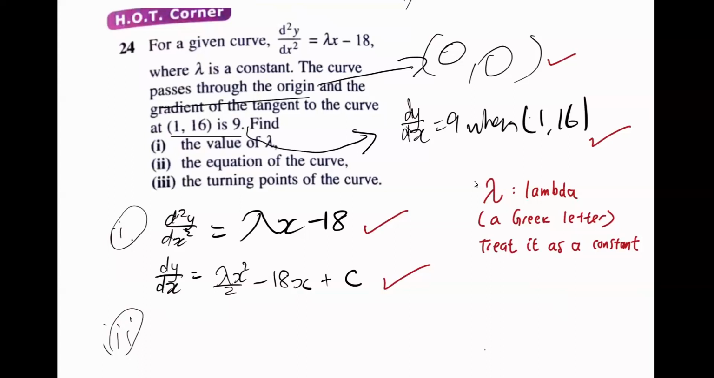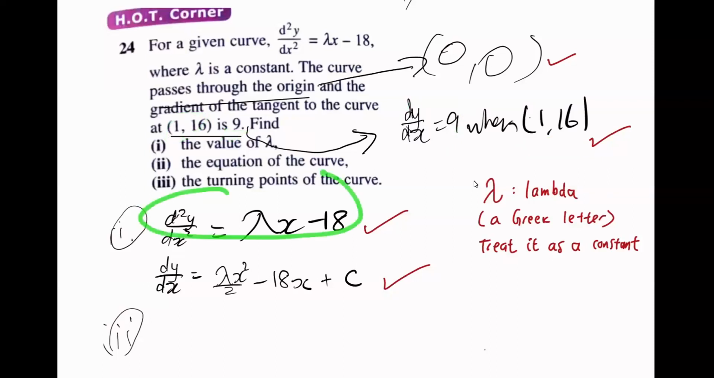Treat lambda as just a constant and solve. Okay, I'll just go through this. Let me read the question again. Kind of forgot, it's been 2 weeks. For a given curve, d2y by dx squared equals lambda x minus 18, where lambda is a constant. The curve passes through the origin, and the gradient of the tangent to the curve at (1,16) is 9. So dy/dx equals 9 at this point. Find the value of lambda.